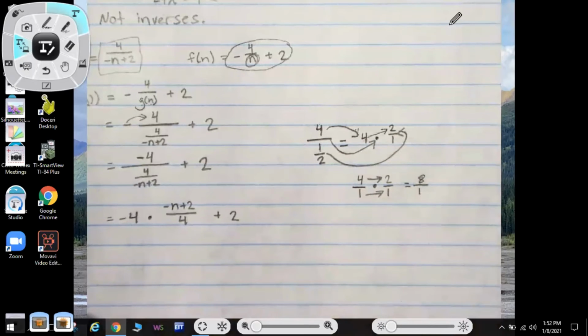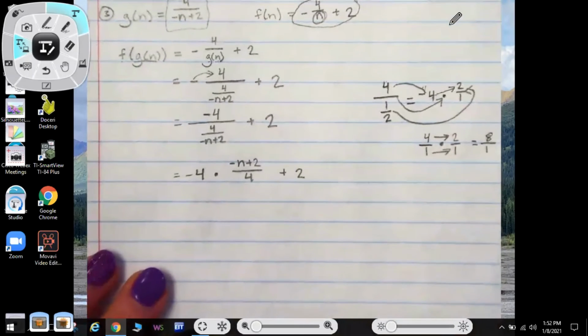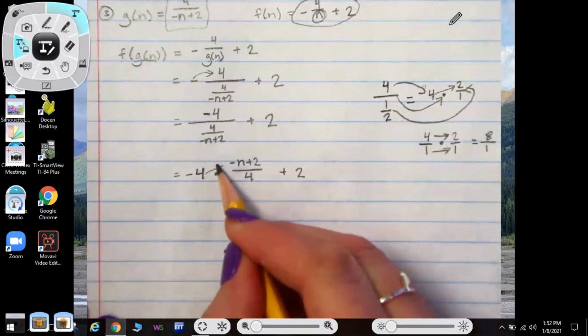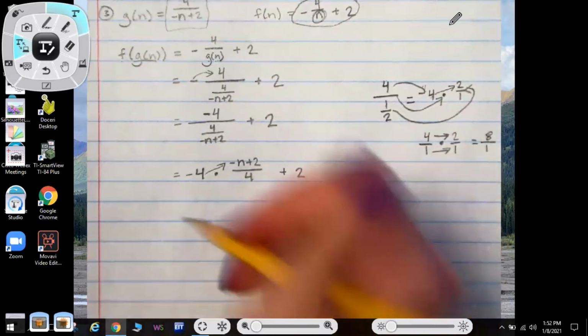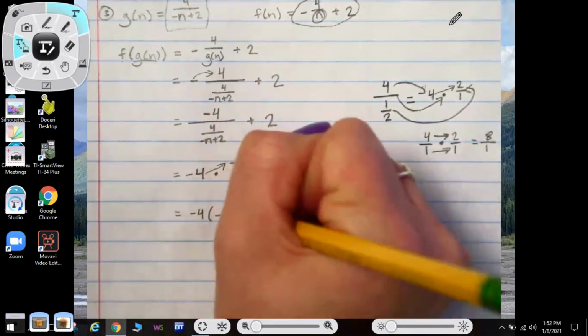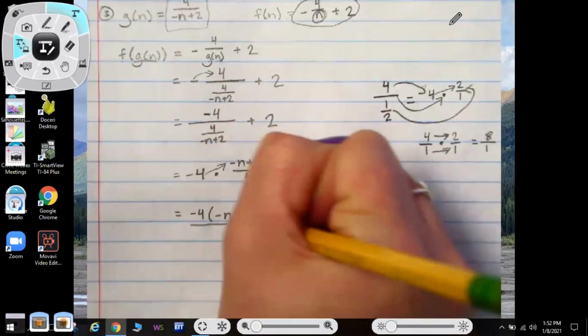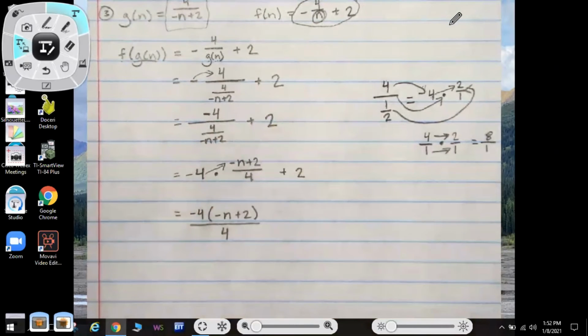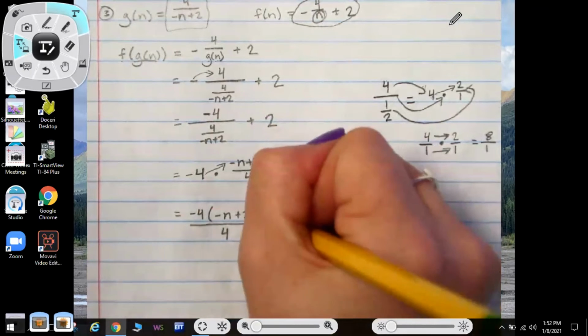So in our example, -4 gets multiplied by this numerator. So we have -4 times (-n plus 2)/4 plus 2.